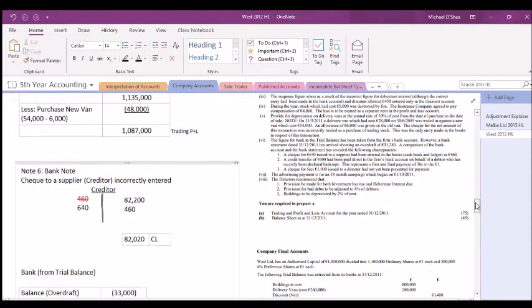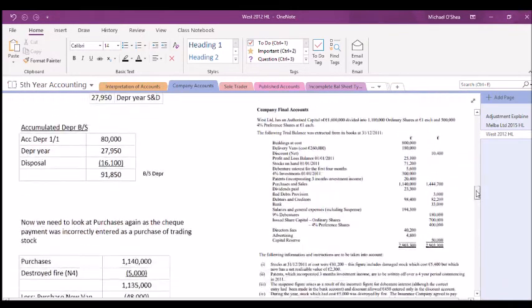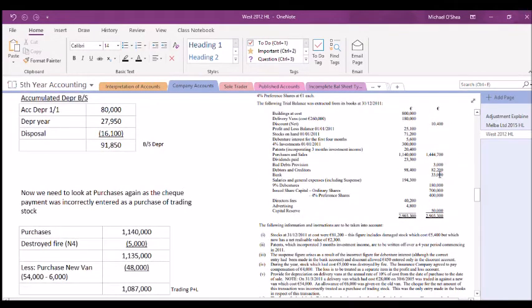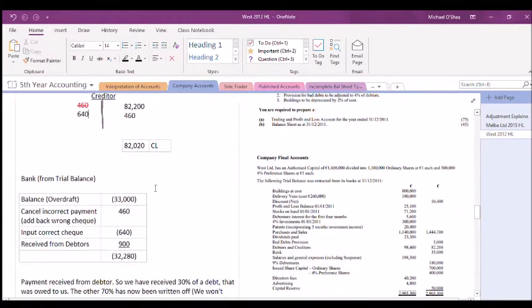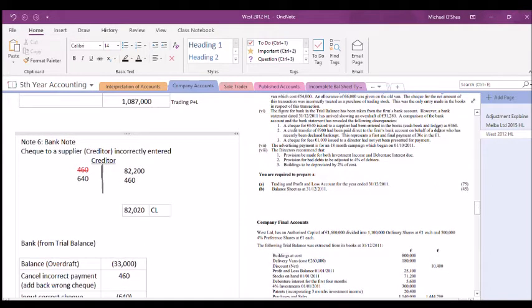Moving on to the bank. The bank itself here was a 33,000 overdraft, so I'm showing 33,000 overdraft. I'm cancelling the incorrect payment. What happened is, obviously I have an overdraft of 33,000. I put down in my accounts that I paid 460 to a creditor, but the 460 is a mistake. So I want to cancel this. How do I cancel a payment I made to a creditor from the bank's perspective?